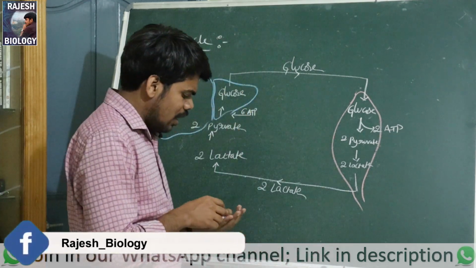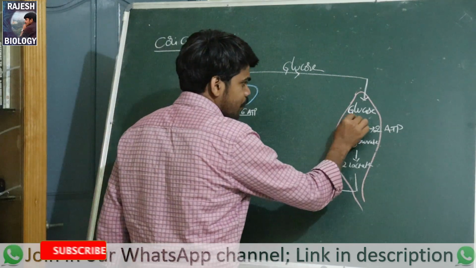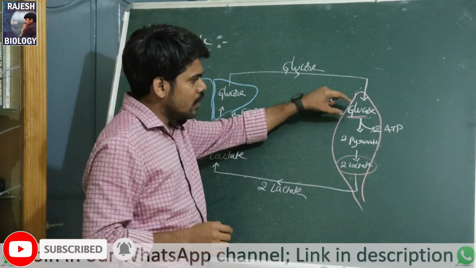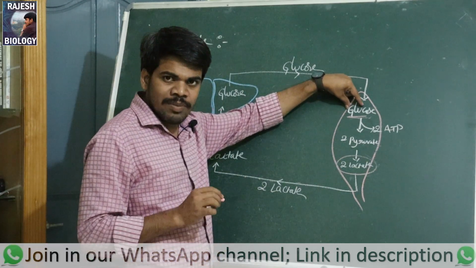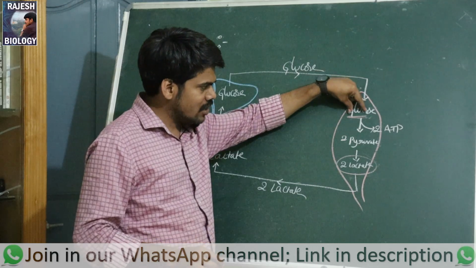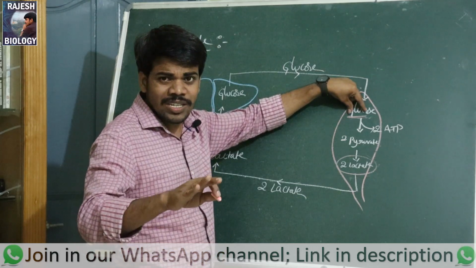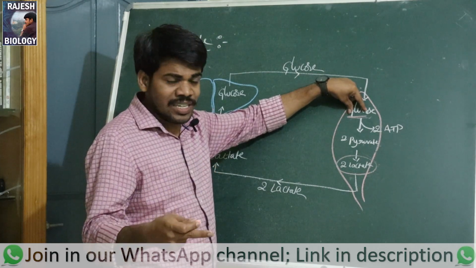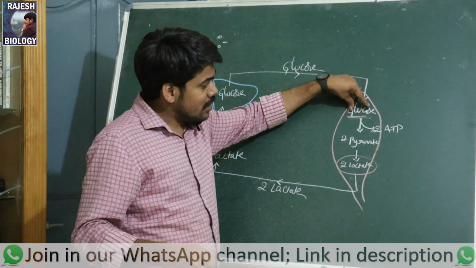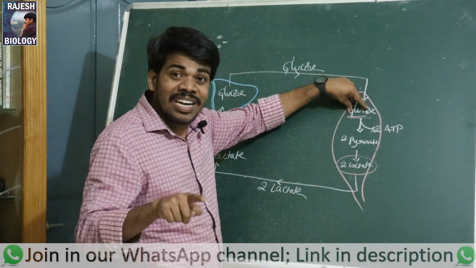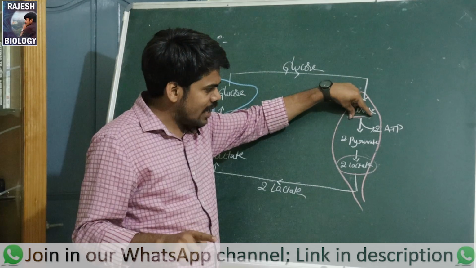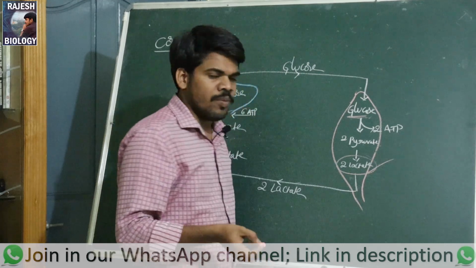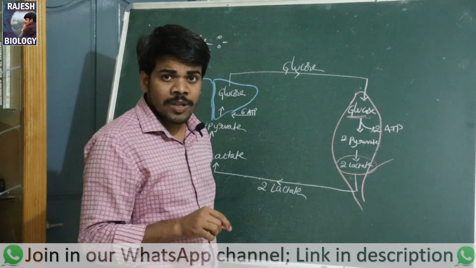Due to the partial oxidation of the glucose, lactic acid is formed. For example, take a muscle fiber. Glucose has reached this muscle fiber. In this condition, oxygen is not there, but still the nervous system sends signals to contract. So in the absence of oxygen, this glucose is partially oxidized, not fully. Due to the partial oxidation of glucose, lactic acid is formed. It is called anaerobic respiration.